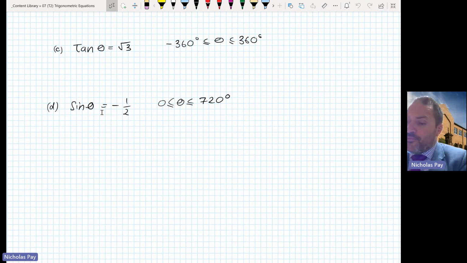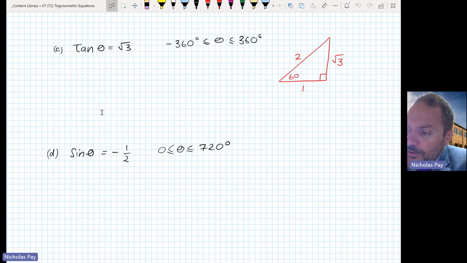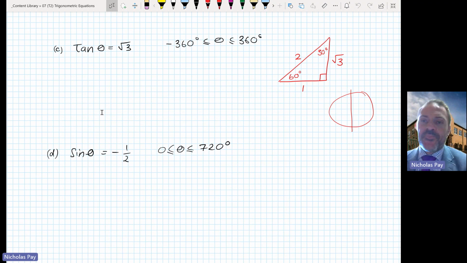I'm going to rewrite and redraw my triangles out here, just so it's on the screen. So again, I'm going to draw my triangles out. I've got my 1, 2, root 3. I've got my 60 degrees and my 30 degrees. Now, of course, with that, we look at our unit circle. Now, let's just get the value first.